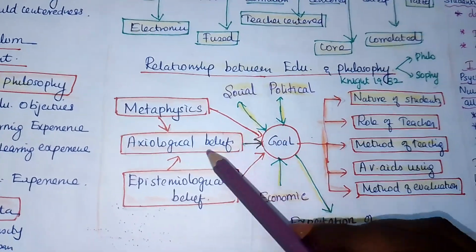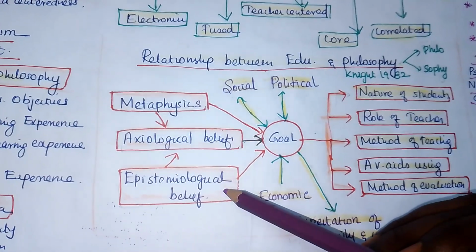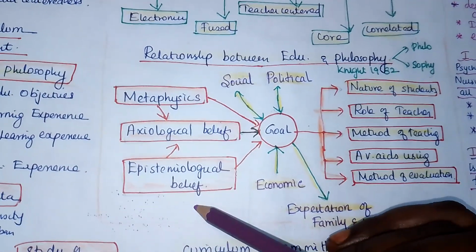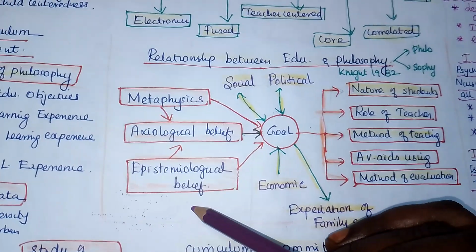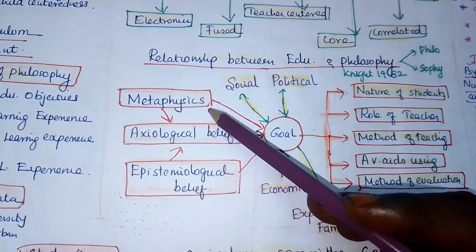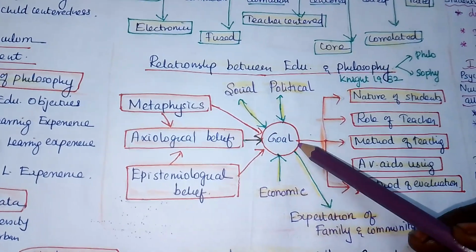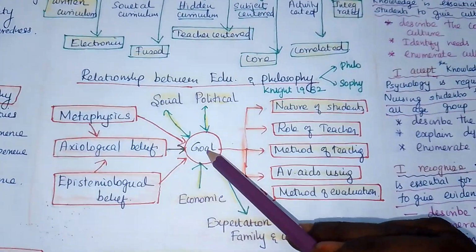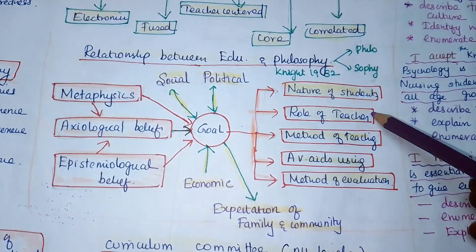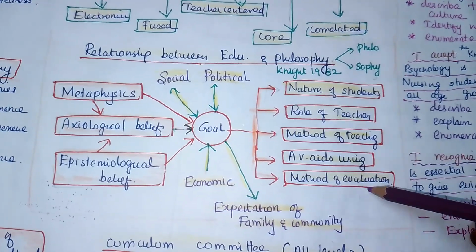So what is the philosophy? In nursing, you can see the metaphysical, axiological and epistemological beliefs. There are three beliefs. I'm not writing the theology. Theological belief is that those who are studying theology will go as a priest. So the epistemological belief is guiding me to set my goal in nursing and develop my own philosophy. This philosophy is helping me to decide the nature of the student, the role of the teacher, the method of teaching, what audiovisual media I am going to take, and the method of evaluation.